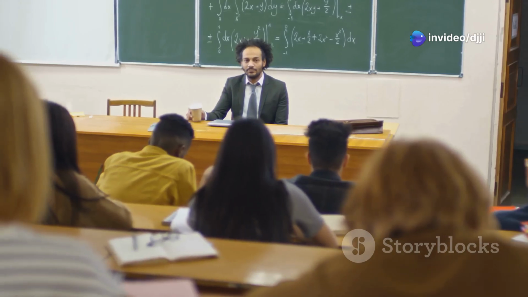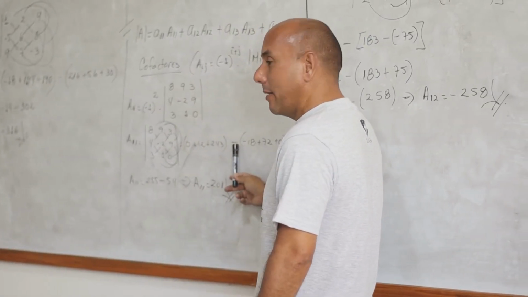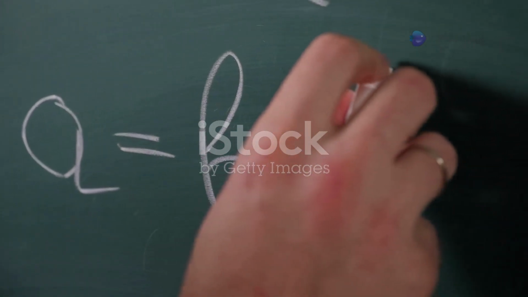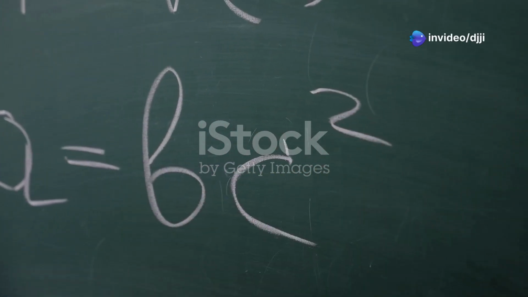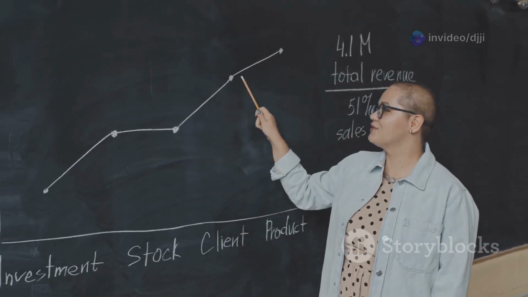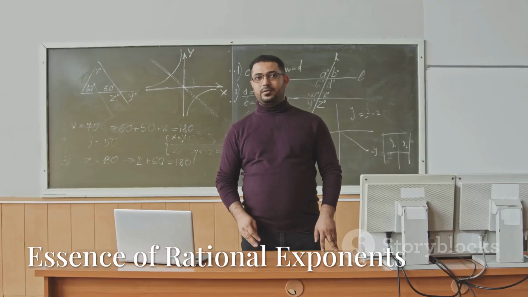Finance, compound interest. Rational exponents are used to model compound interest calculations, where the interest earned is calculated based on the principal and the number of compounding periods. Investment analysis. They can be used to analyze investment growth and calculate returns over time, especially when dealing with fractional periods or compounding frequencies.